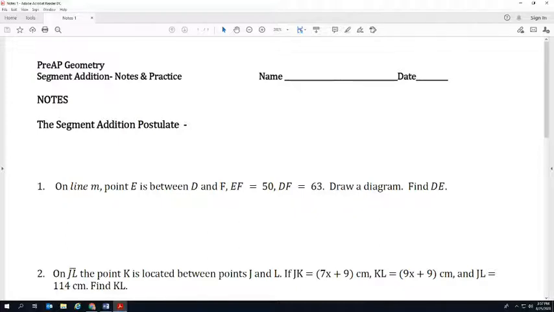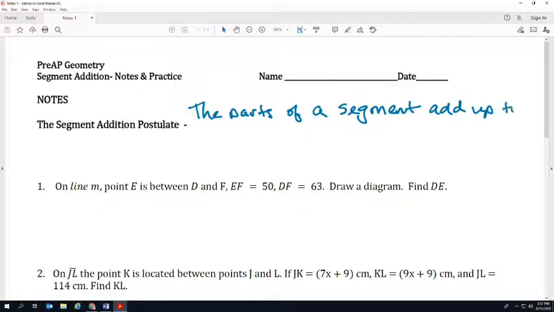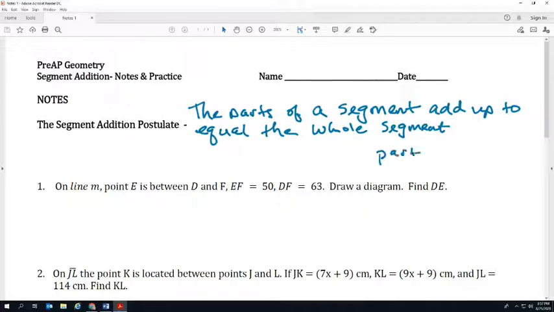Basically, I'm going to write it out. The parts of a segment will add up to equal the whole segment. So basically, when you do part plus part, it will equal the whole amount.